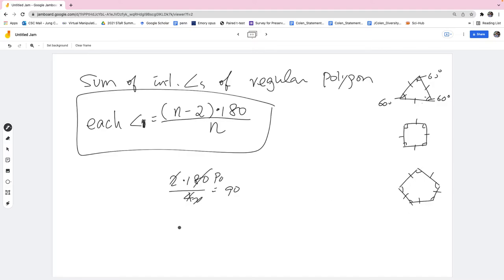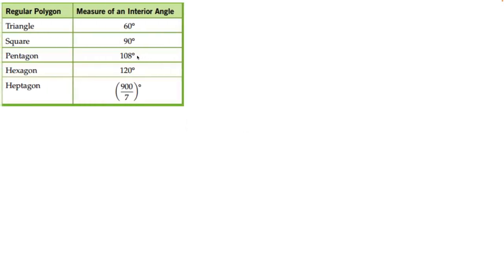And for pentagon, there are 5. So 5 minus 2, 3. 3 times 180 divided by how many are there? There are 5 equal angles. If you do it that way, 180 divided by 5, 5 times 3 is 15, 30 left, 6. 36 times 3, 108. So each angle will be a 108-degree angle, and so on, right? So we can find the measure of interior angle for each of those regular polygon shapes, right?